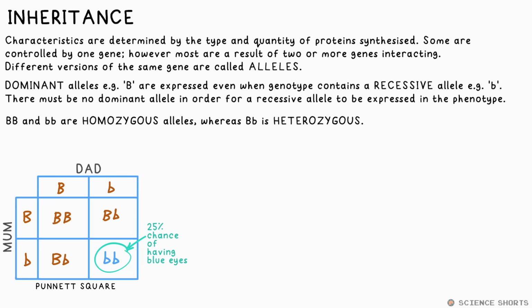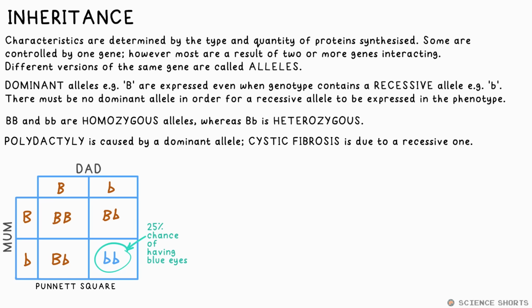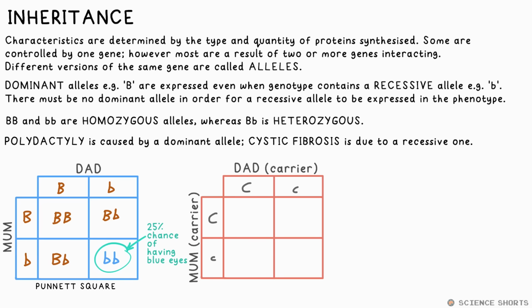Eye color is by the by, but some alleles can result in disorders being inherited. For example, polydactyly, extra fingers or toes, is caused by a dominant allele, while cystic fibrosis is caused by a recessive allele. Even if 2 parents don't have cystic fibrosis, they could still be carrying the recessive allele, so their child could have the disorder.